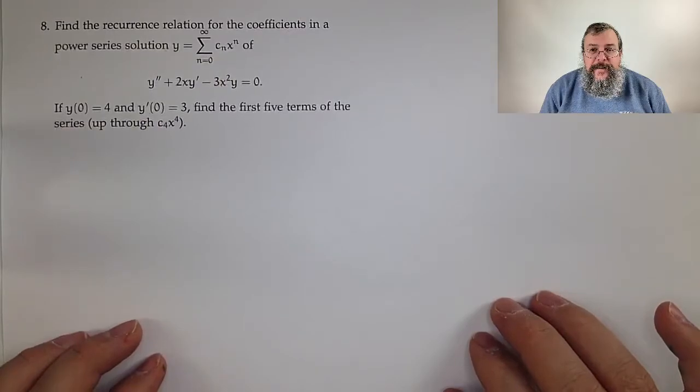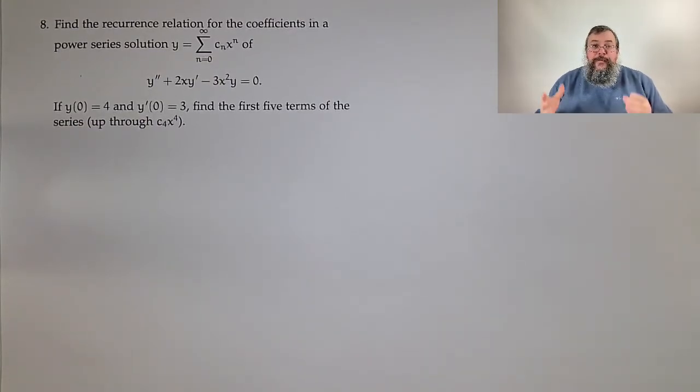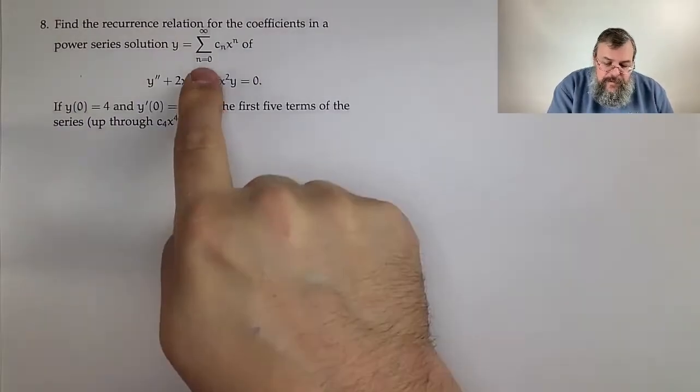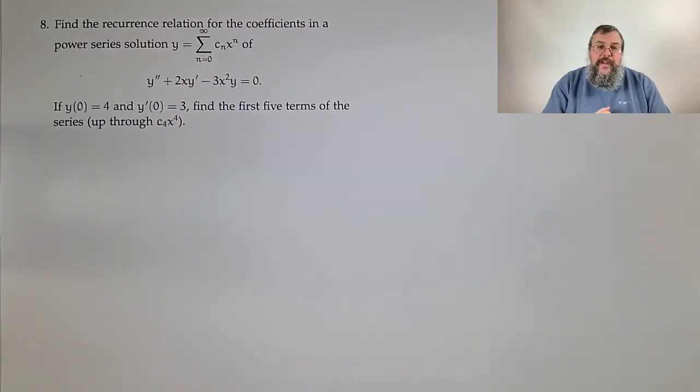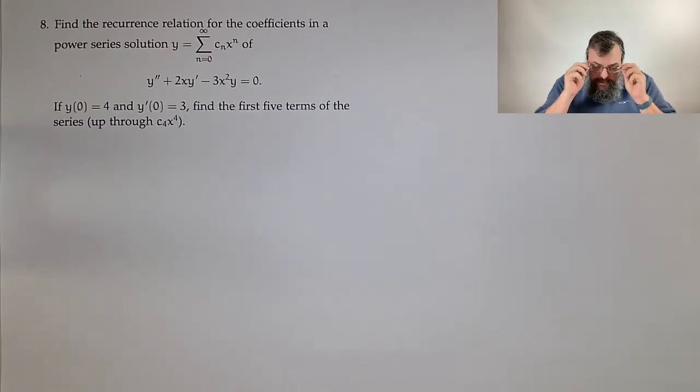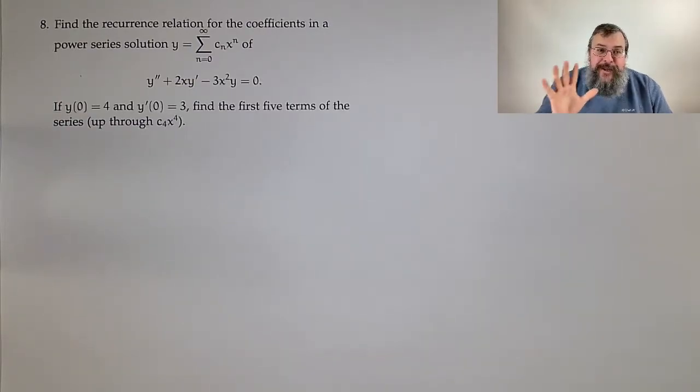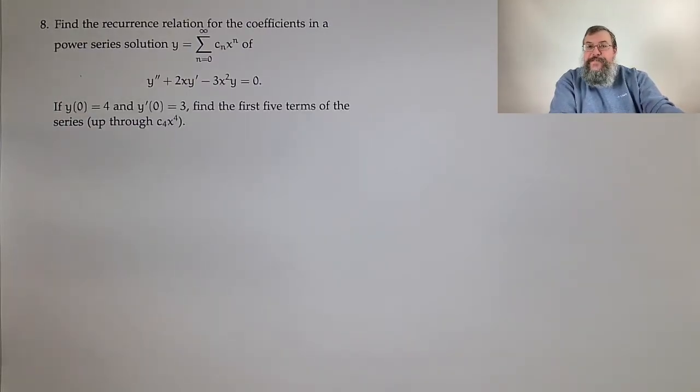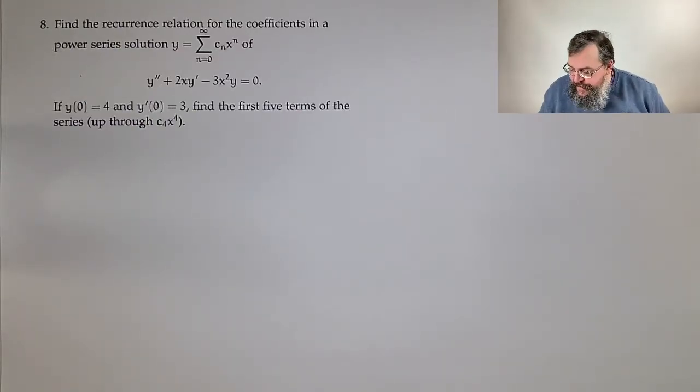All right, find the recurrence relation for the coefficients in a power series solution, y equals the sum n equals 0 to infinity of c_n x to the n. So that's what we mean by power series solution, something of that form, of y double prime plus 2xy prime minus 3x squared y equals 0. And it says if y of 0 equals 4, y prime of 0 equals 3, find the first 5 terms of the series. So we're going up through c_4 x to the 4th. All right. So here we go.